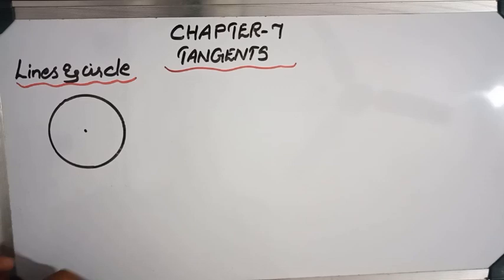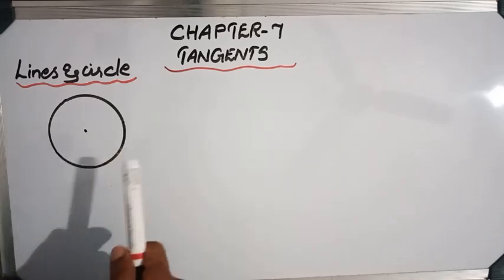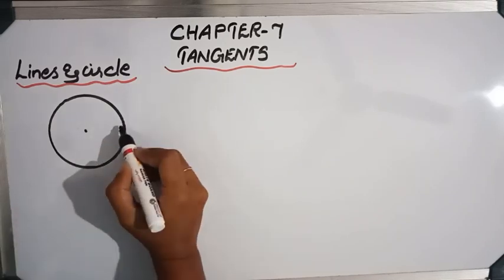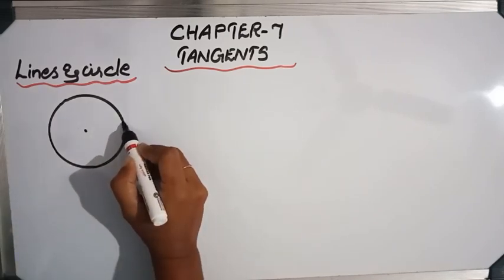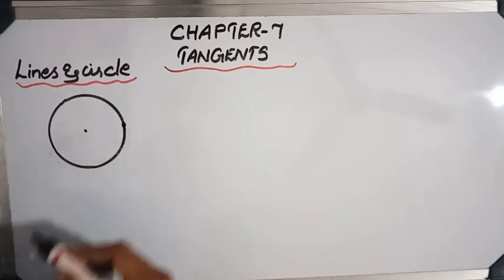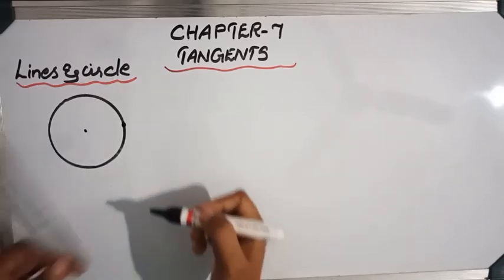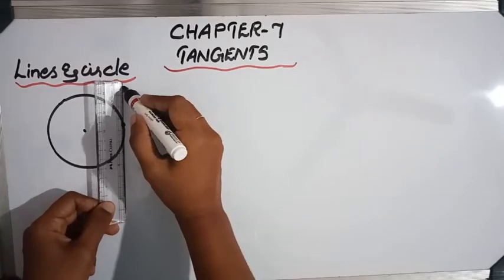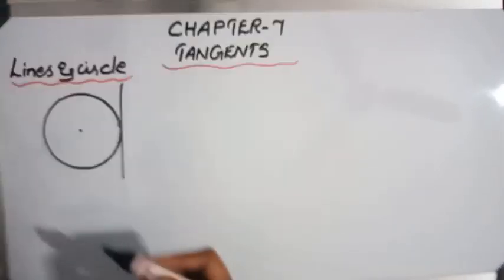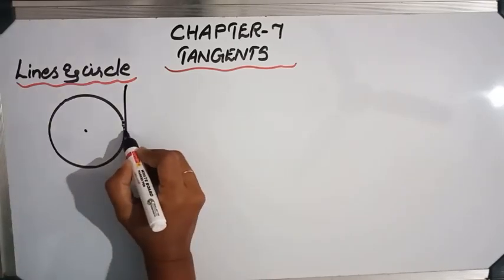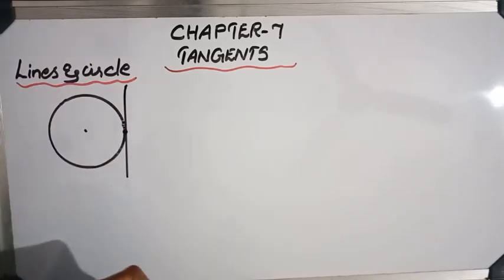Here tangents means it's a line. Tangents means it's a line which touches a point on the circle. Just to touch a point on the circle. That means like this. Just touch a point on the circle. This is known as tangent. Okay. Only one tangent we can draw through a point.